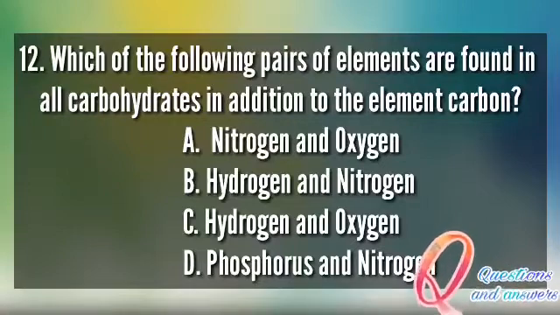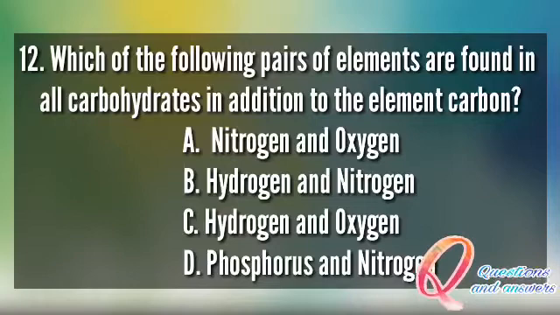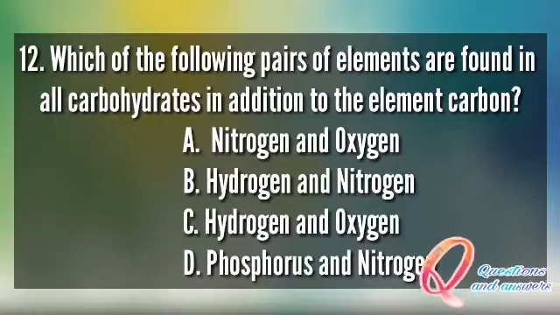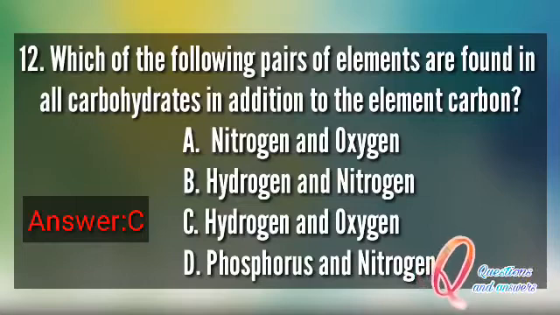Question number 12. Which of the following pairs of elements are found in all carbohydrates in addition to the element carbon? A. Nitrogen and oxygen, B. Hydrogen and nitrogen, C. Hydrogen and oxygen, D. Phosphorus and nitrogen. Answer: C. Hydrogen and oxygen. Explanation: carbohydrates are made of carbon, hydrogen, and oxygen.